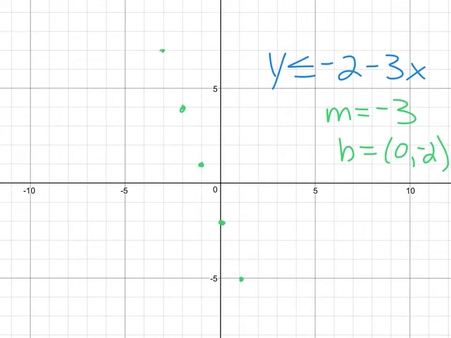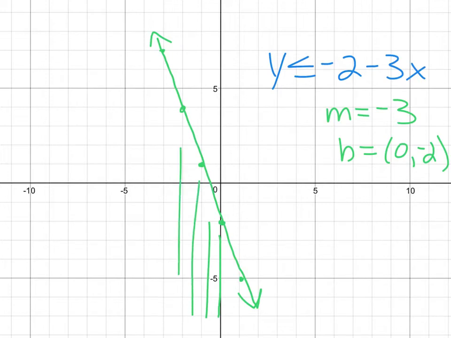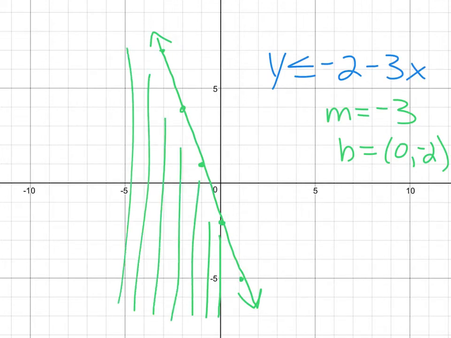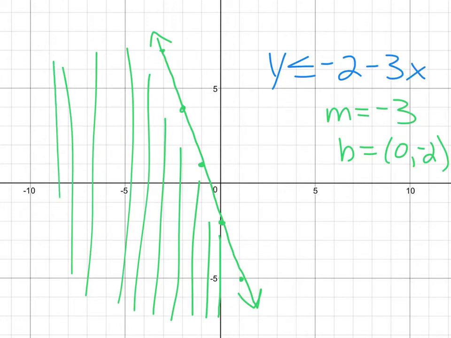Since the inequality is also equal to, this is going to be a solid line, and it says y is less than, and what you're looking for there is which side of the line is the y's decreasing, and that would be down in this area here. So when it's y is less than, you want to shade toward the negative y's, and so that's this whole area over here.